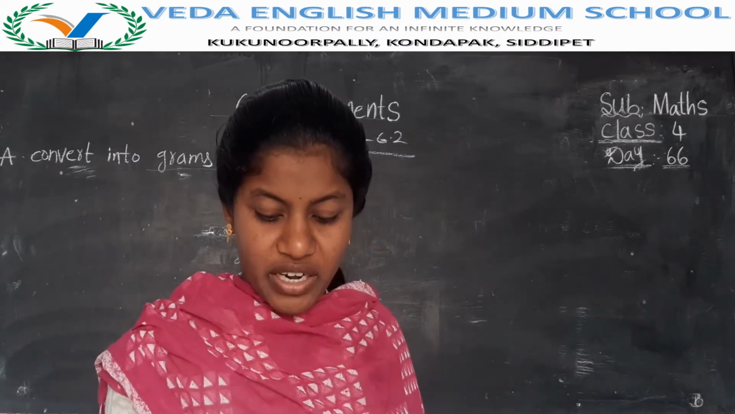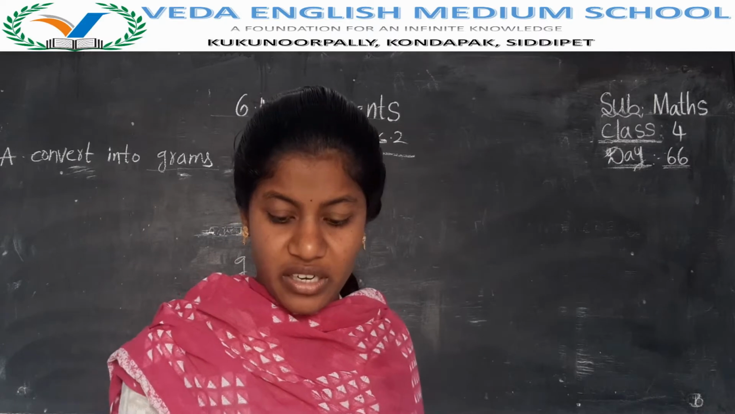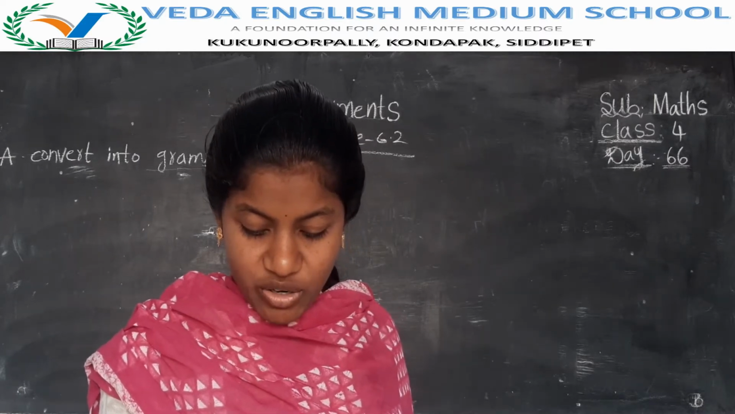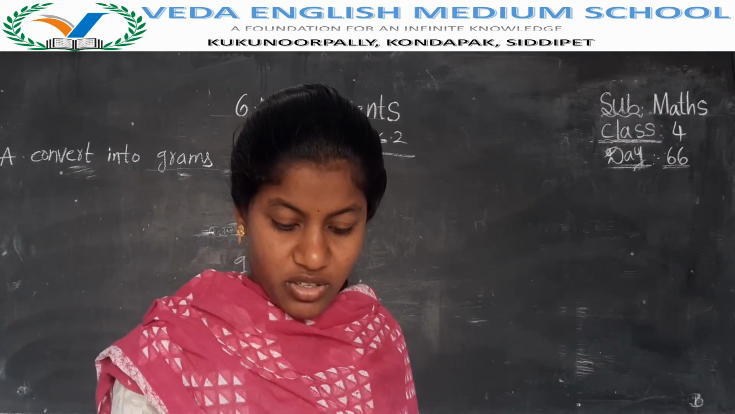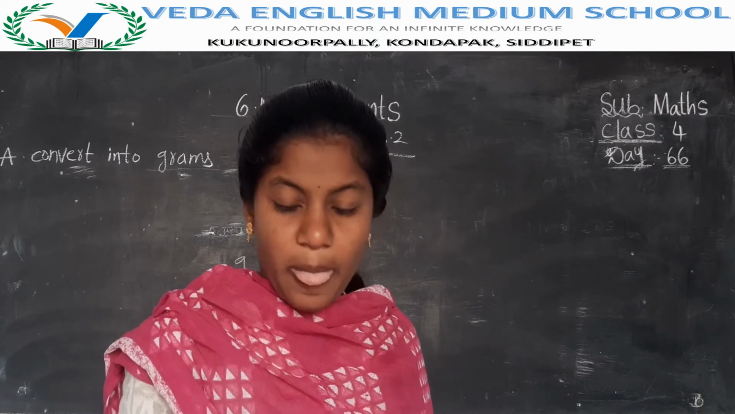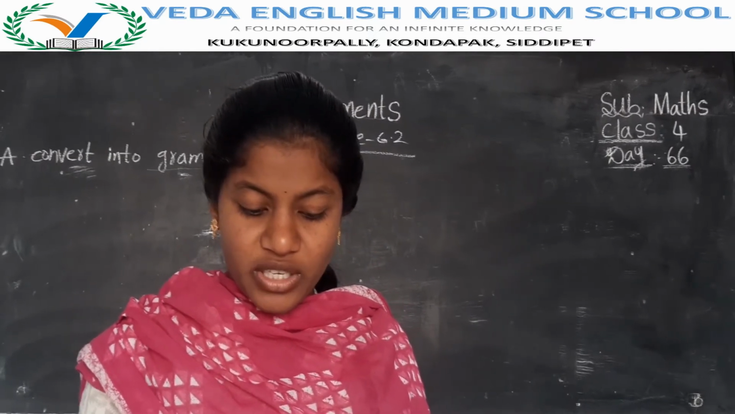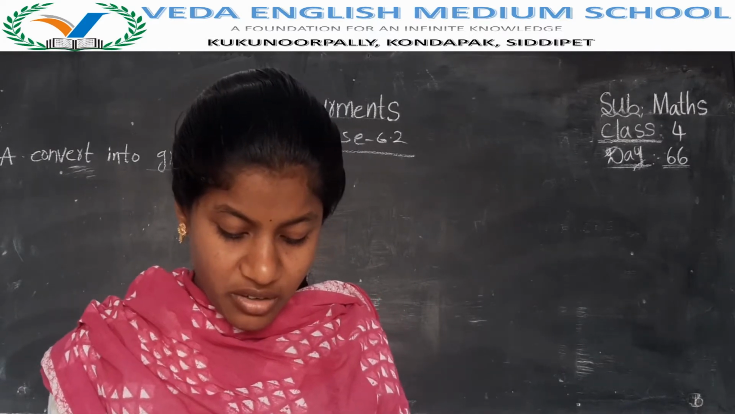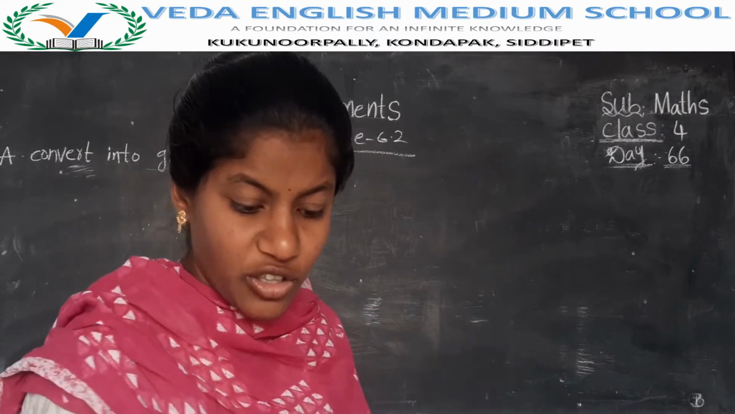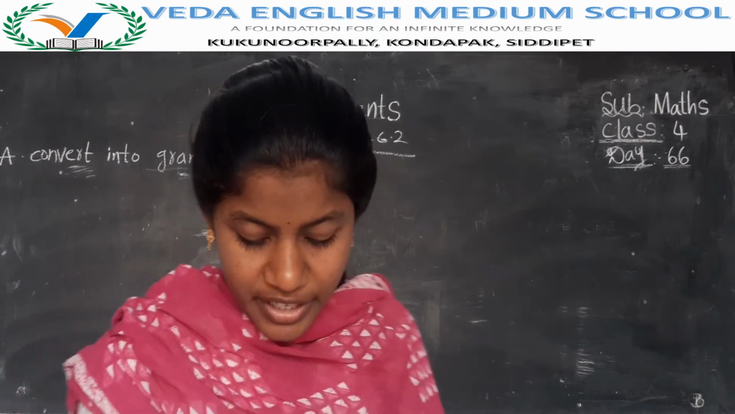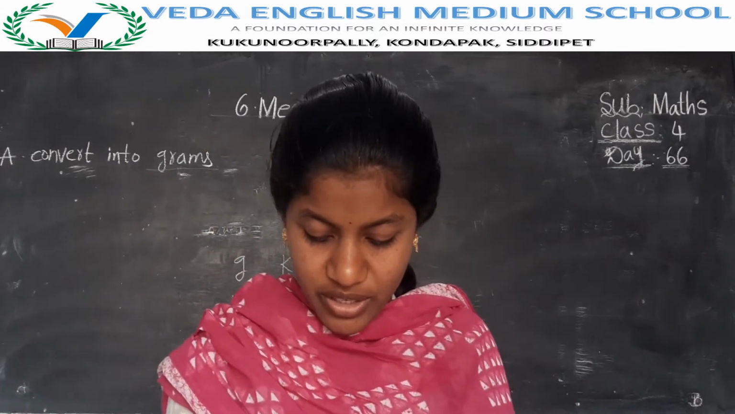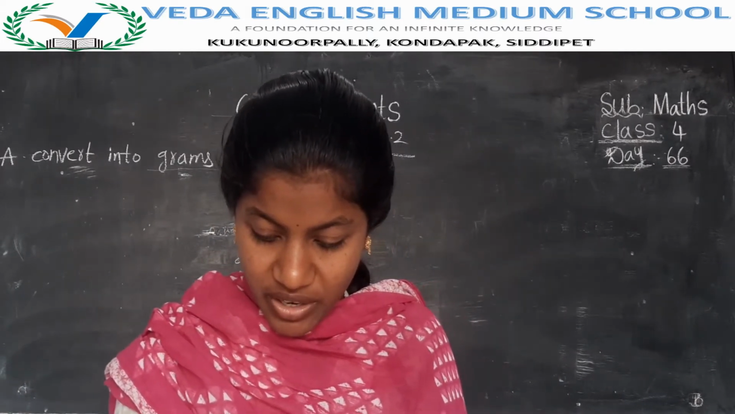To convert kilograms into grams, you have to say that 1 kg is equal to 1000 grams. So what we have to do? 1 kg is equal to 1000 grams. So how many kgs are there? 13 kgs. By multiplying 13 into 1000 we will get 13,000. Like that we have to convert.